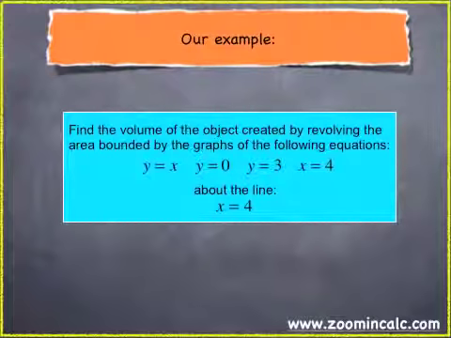If you're asked to find the volume of the object created by revolving the area bounded by the graphs of the following equations, y equals x, y equals 0, y equals 3, and x equals 4, about the line x equals 4, you're going to need to use either the disk or the shell method to calculate this. So we're going to use the disk method today.